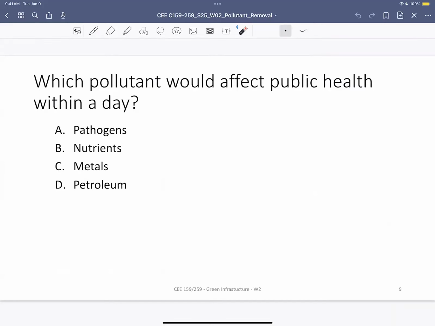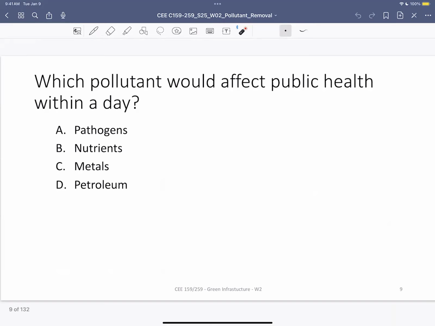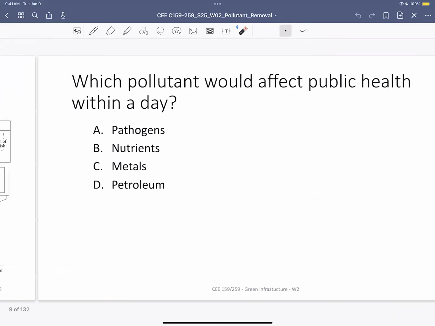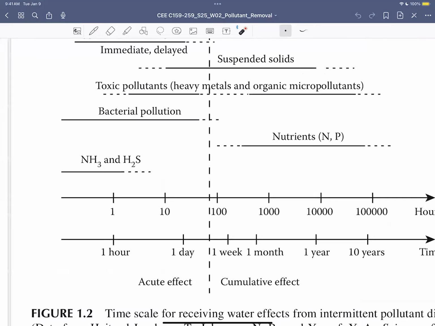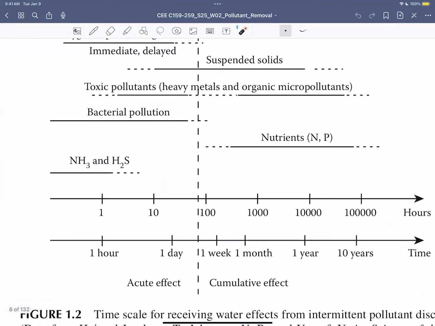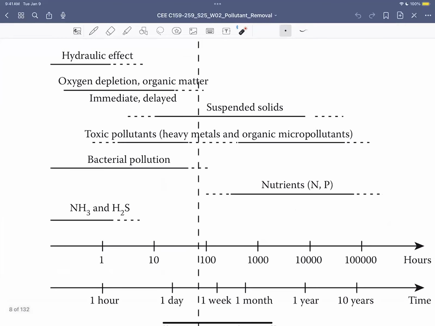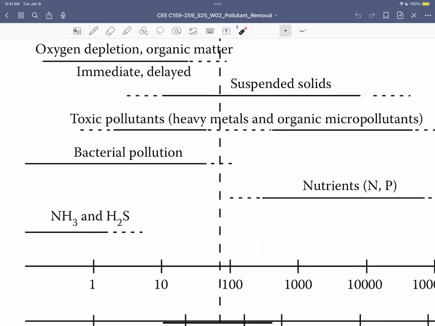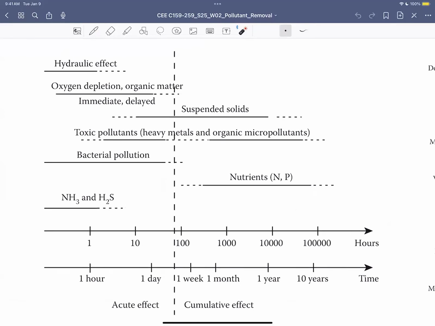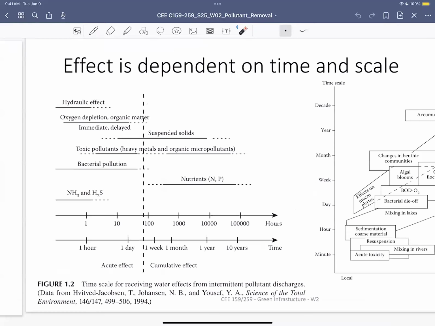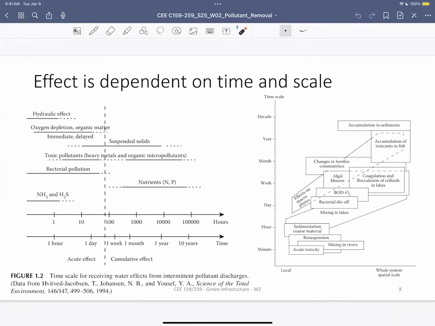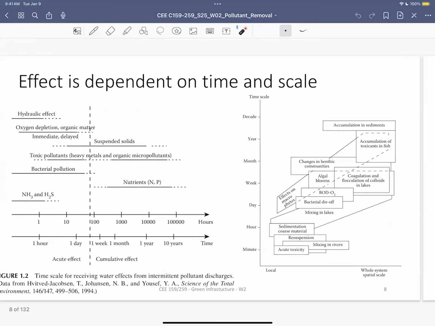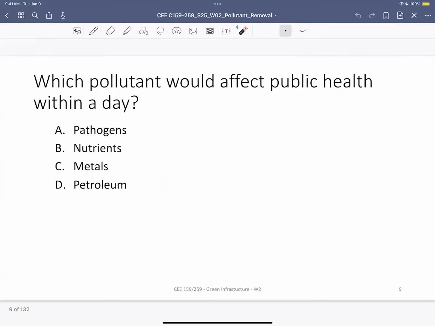All right, so the answer here is pathogens. As you see from the previous slides, within a day the effect is usually bacterial pollution. It's basically 1 day, because bacteria die within a day, or because of sunlight and other things, they will decay eventually. Whereas nutrients take a long time, metals will not degrade, and petroleum compounds also take a long time because they are organic.